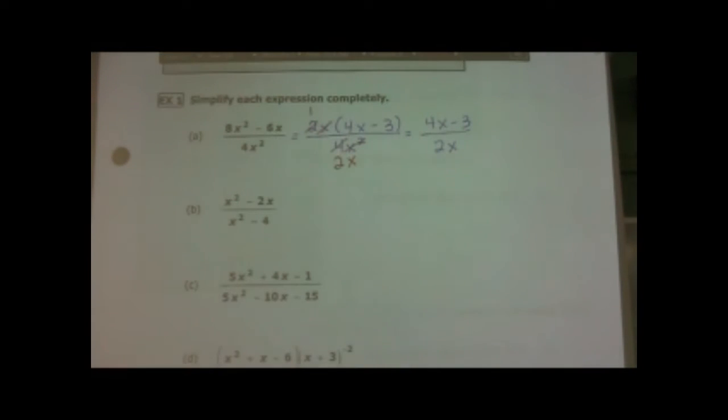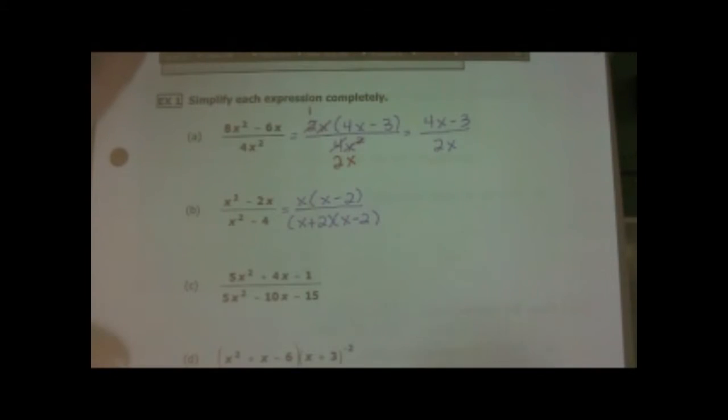So here's what we end with: 4x minus 3 over 2x. And you cannot cancel the 4x and the 2x. You cannot cancel parts of binomials. You can only cancel factors that are common. So you could only cancel it here when we had a factor of 2x and a factor of 4x squared. This is not a factor now. This 4x is a term. You cannot cancel it with the 2x. All right? Let's go to example B.